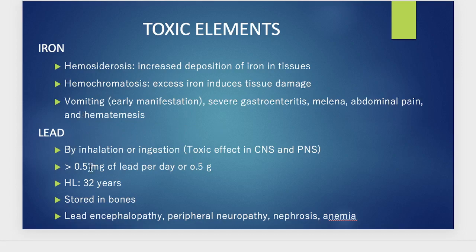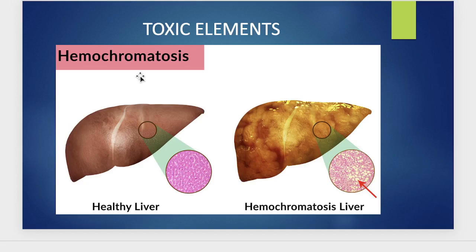Your lead is by inhalation or ingestion, with toxic effects in the CNS and PNS. Then stored in the bones, it can lead to lead encephalopathy, peripheral neuropathy, and nephrosis or anemia. So this is now the diagram of a gross examination of hemochromatosis. This is your healthy liver and the patient with iron overload in the liver.